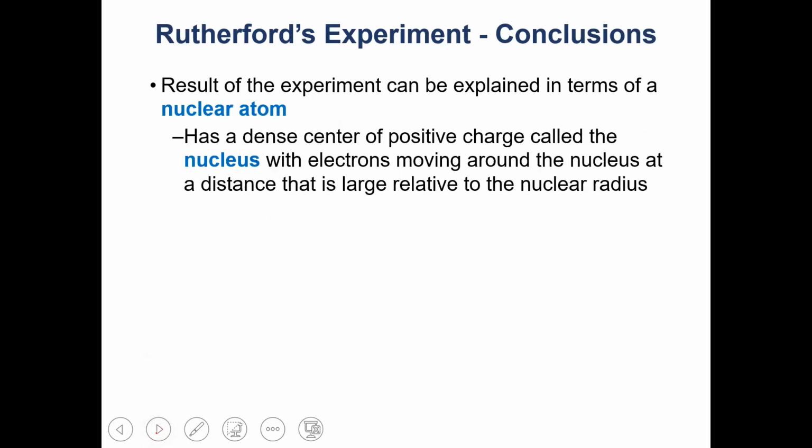So what Rutherford and his graduate students concluded was that the atom has a dense center of positive charge, which we call the nucleus, and then we have electrons that move around the nucleus at a fairly large distance.